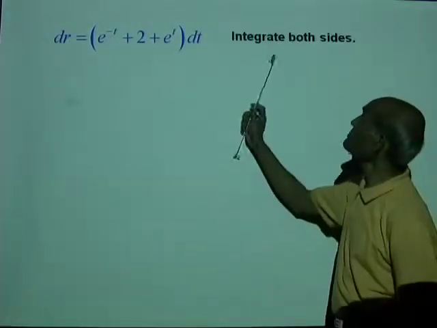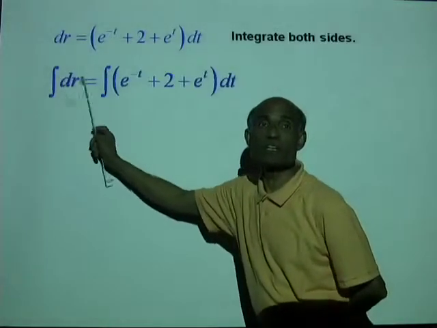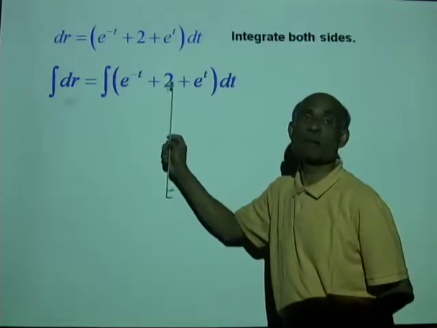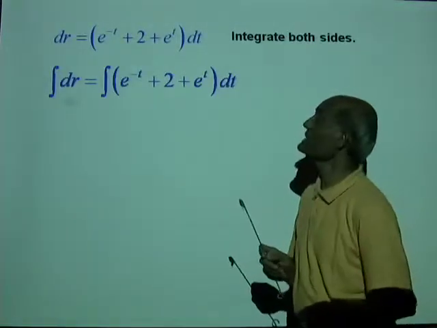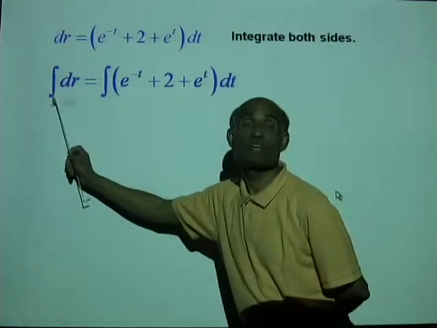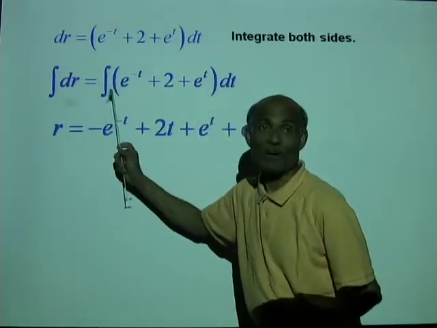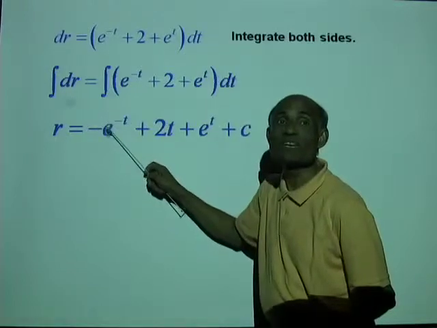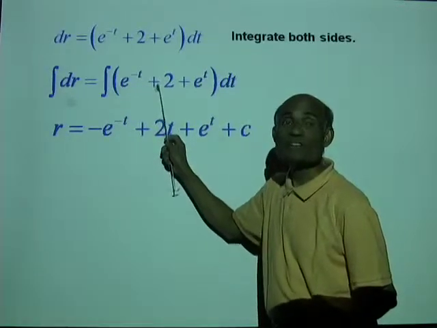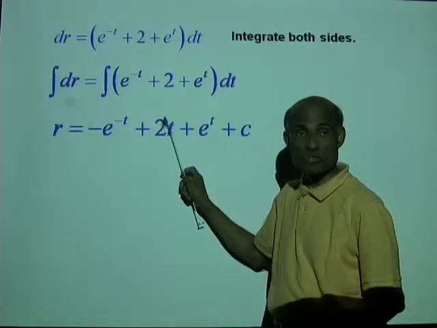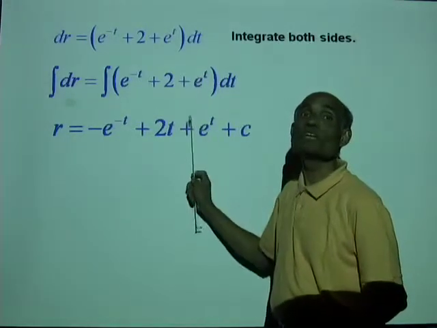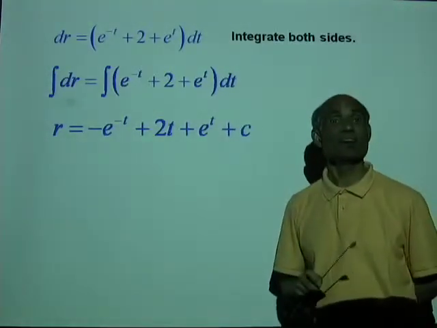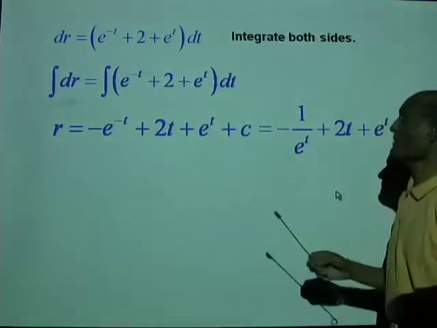Alright, so we integrate both sides. Integral dr equal to integral e to the power of negative t plus 2 plus e to the power of t dt. Well, what is the integral of dr? It is r. And the integral of e to the power of negative t is negative e to the power of negative t. Integral 2 dt is 2t. And the integral of e to the power of t is e to the power of t itself, plus c. And that is the form of r we have.